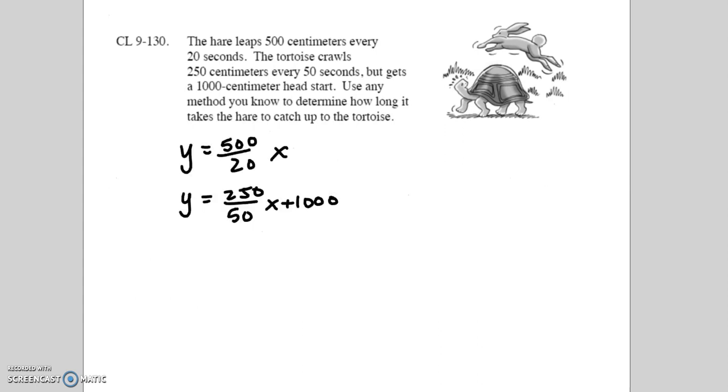All right, so for this one, a hare leaps 500 centimeters every 20 seconds. That's its rate. And the tortoise goes 250 every 50 seconds. That's its rate, but it has a 1,000 centimeter head start. Using any method, determine when they catch up. You could use a table, a graph. I'm going to go ahead and use substitution or equal values and set these equations equal to each other.